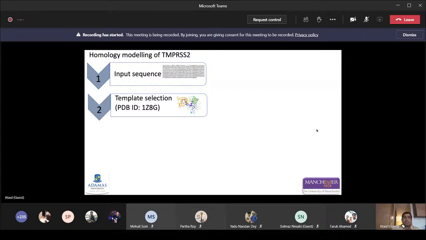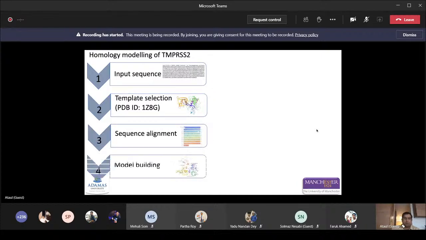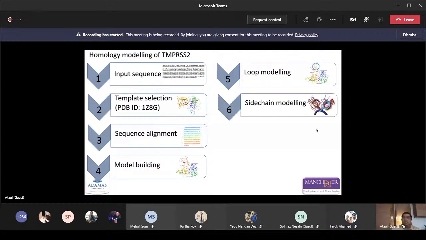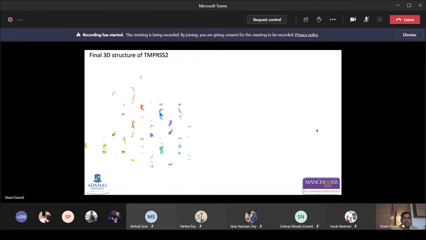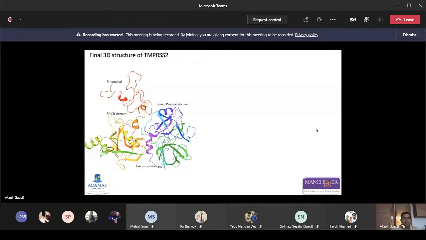In homology modeling, we consider the sequence from NCBI. We use the template from the 3D protein data bank. We went for sequence alignment and modeling the 3D structure, and after modeling we went for loop optimization, sidechain modeling, and finally model optimization, and then model validation. We use different tools like molecular dynamics, QMEAN, HotSIP, etc. for the model validation. So this is the final generated three-dimensional structure of TMPRSS2 through homology modeling.